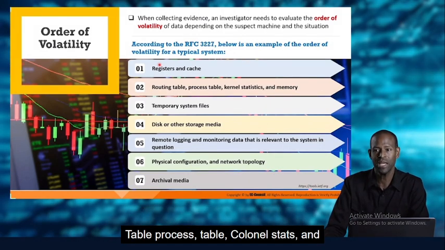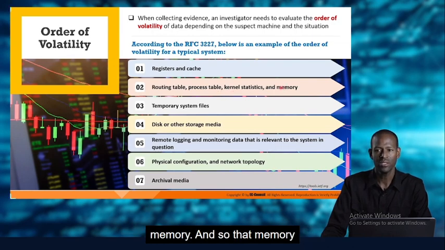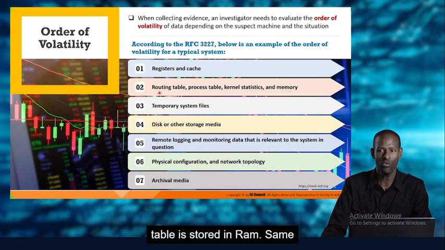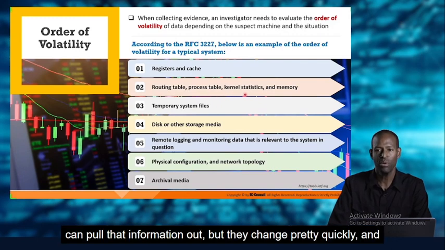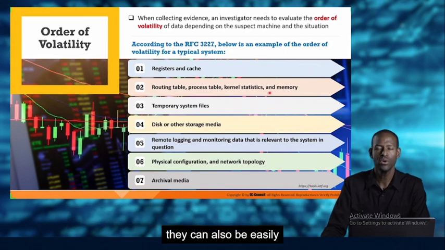After that, it's a routing table, process table, kernel stats, and memory. And so that memory would be RAM. That routing table is stored in RAM. Same with the process and kernel statistics. We can pull that information out, but they change pretty quickly. And they can also be easily lost.